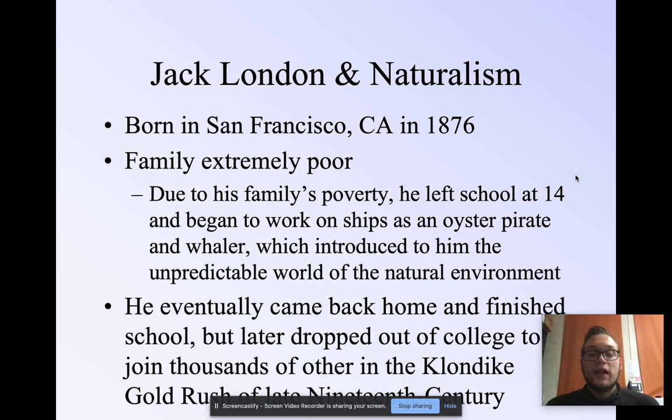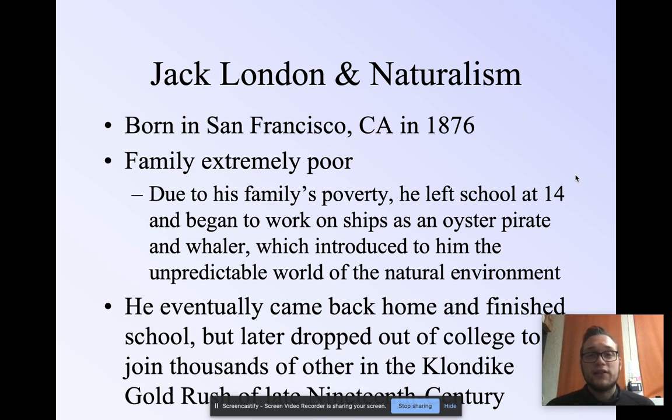He was born in San Francisco in 1876. Now, this is pretty significant because San Francisco today is a really, really large city with millions of people. But back in 1876, it clearly wasn't that big. So, what we typically view as California in terms of population wasn't always the case, and especially it wasn't the case whenever Jack London was born as well.